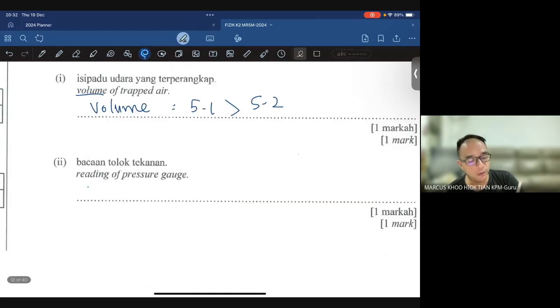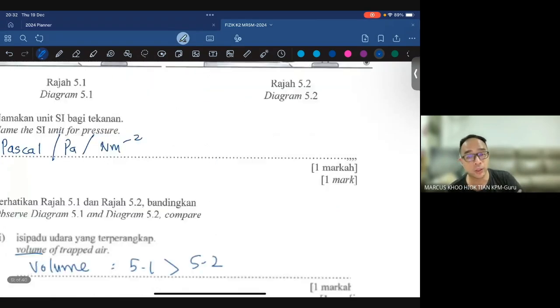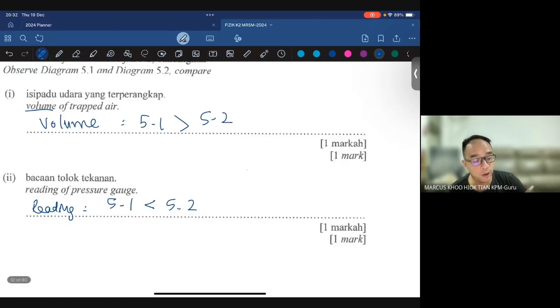Okay, the reading of the pressure gauge. If you take a look here, the reading here is small, the reading here is big. So this will be 5.1 is less than 5.2. Okay, reading of pressure. So we're seeing this relationship between volume and pressure.